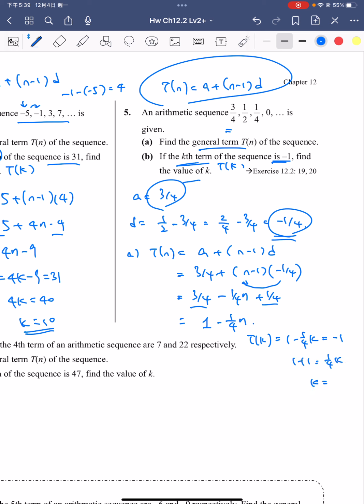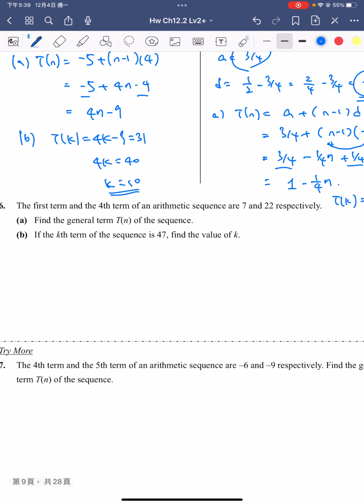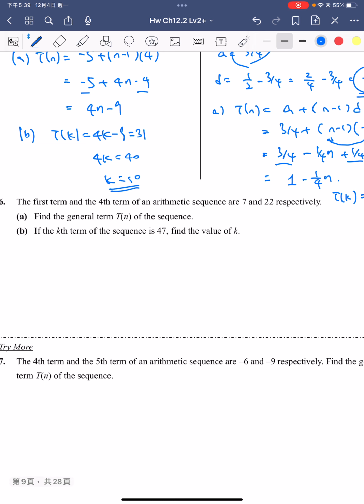So that k is simply equal to 2 times 4, giving you 8. Okay, so that's for question 5. Moving to question 6, we have the first term is equal to 7, and the fourth term is equal to 22. So we can try to think about it.